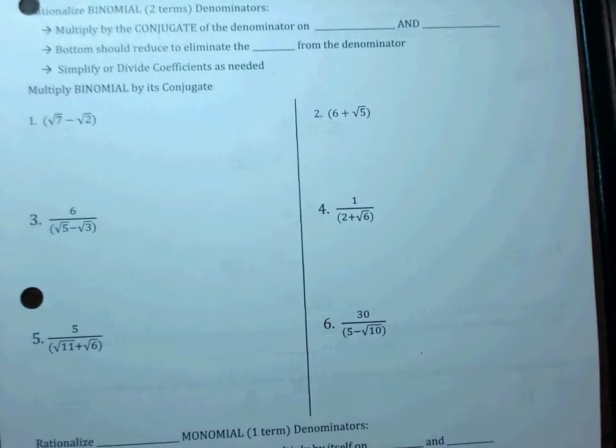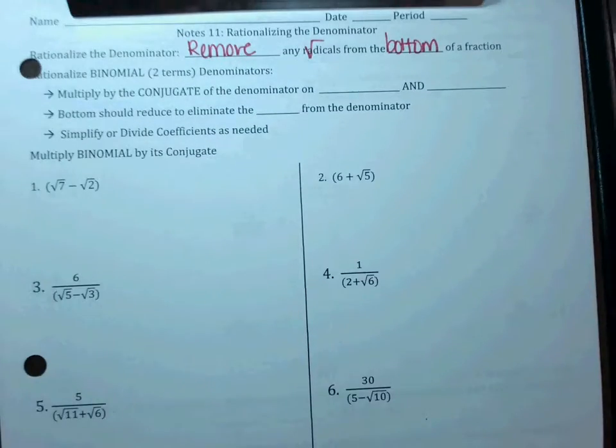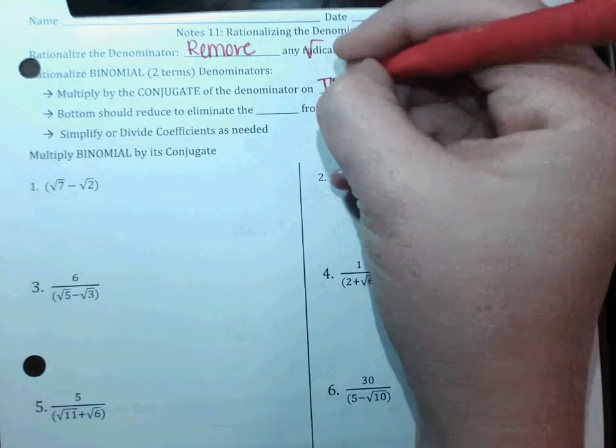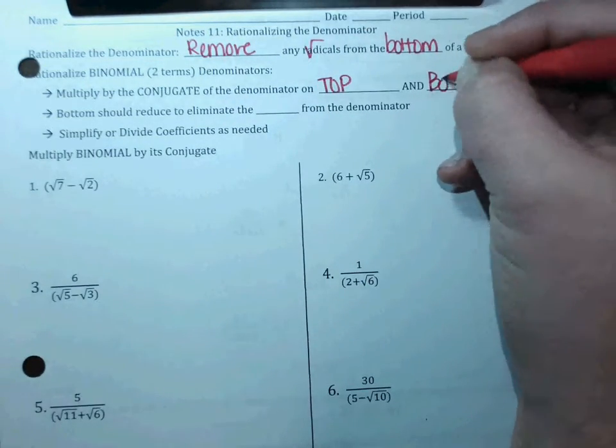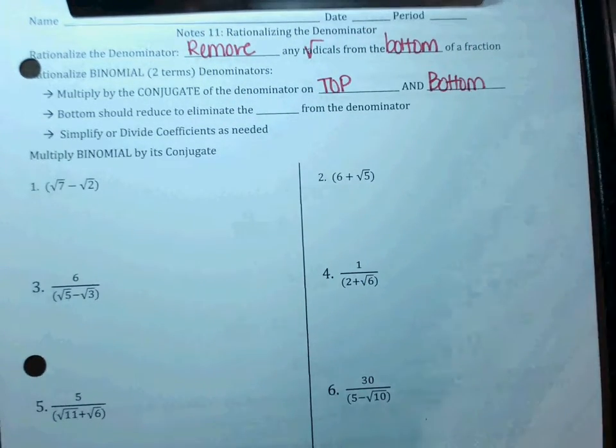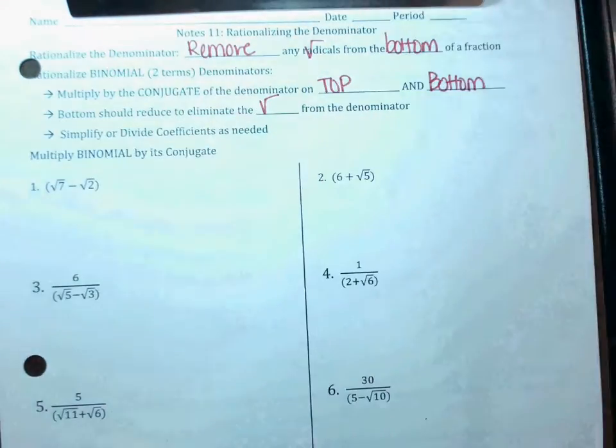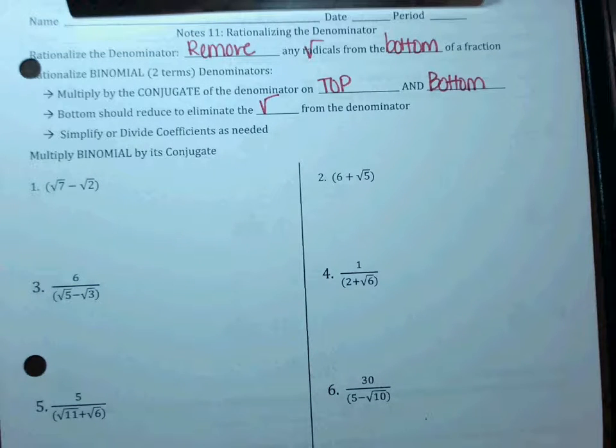To fix a binomial, you are going to multiply by the conjugate. Now, if you do not remember what a conjugate is, we're going to talk about it. But you're going to do it both on top and bottom. Just like on an equation, you can't just do something on one side, you have to do it on both. Same thing for fractions. If you're going to do it on top, you have to do it on bottom as well. The bottom should reduce to eliminate the square root. And then you'll simplify by dividing your coefficients if you need to. If they don't divide, you would leave it alone.